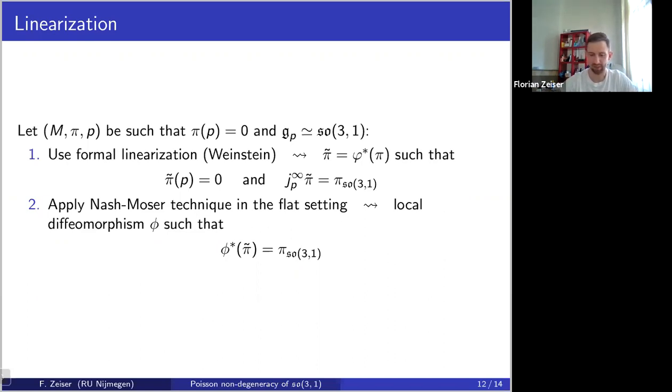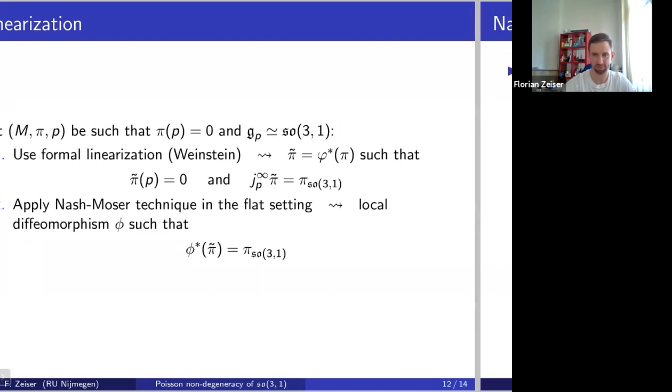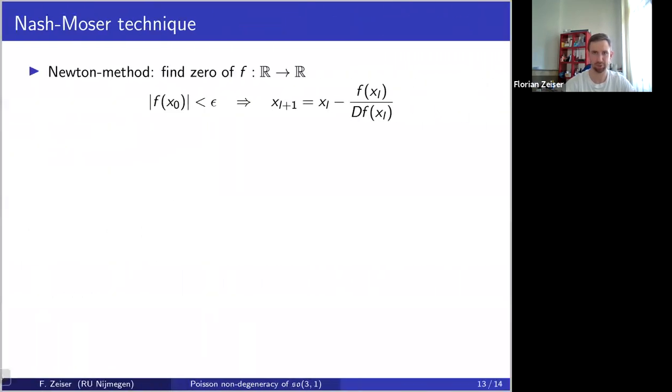Okay, and then the second step is we apply the Nash-Moser technique in the flat setting to obtain a local diffeomorphism which maps this pi tilde to the actual linear Poisson structure. And how do we do this? That I want to explain in my last slide, which is about the Nash-Moser technique. So I want to give a very brief outline of what this method is about.